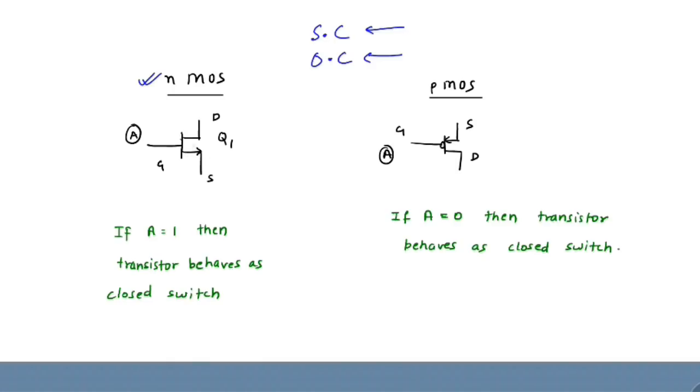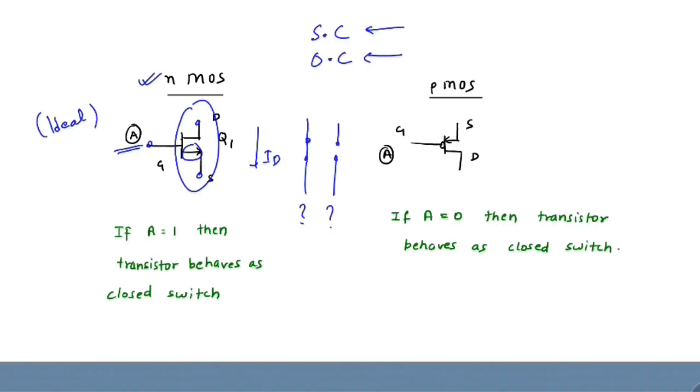You can see the NMOS because the arrow is present. The current is flowing from drain to source, and we have the three terminals, gate, drain and source. So this is the NMOS, and we have the input at the gate side, and this MOSFET will behave as the short circuit, or it can behave as the open circuit. But what are the cases? This is the question we are trying to find the answer for. So this is the ideal condition.